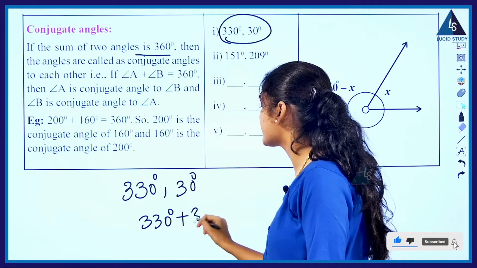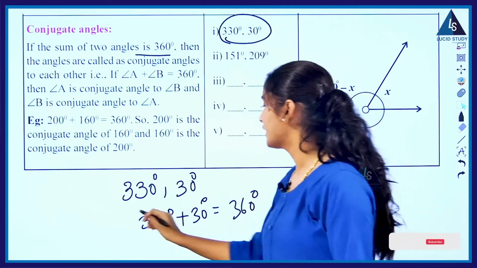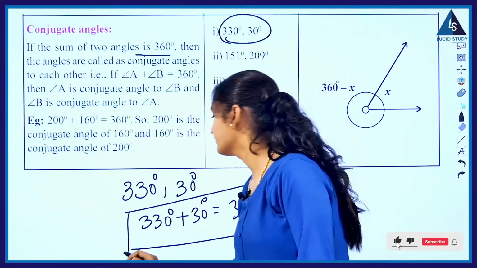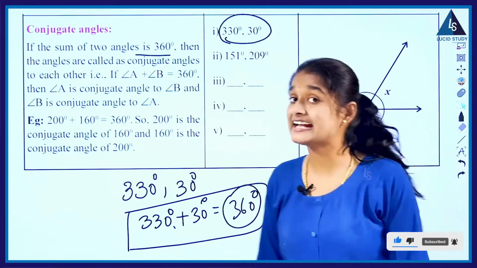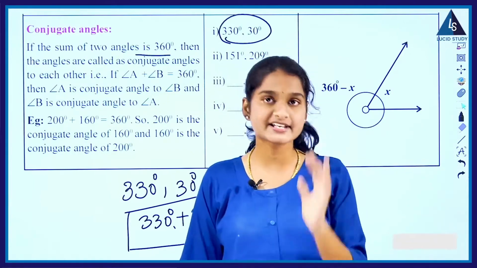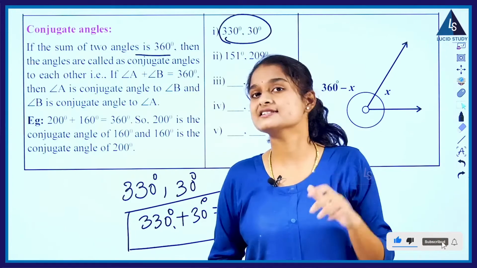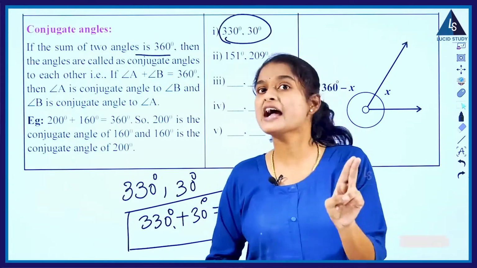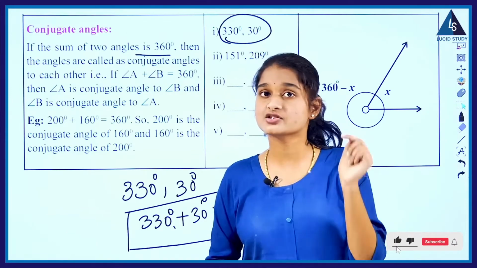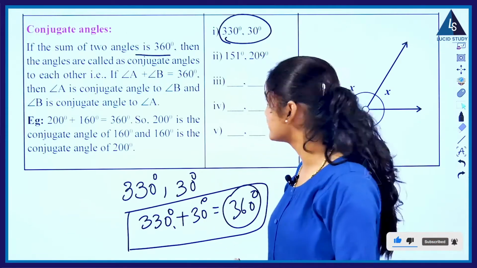330 plus 30 gives you 360. Now what did you observe here? When I added these two angles, the sum I got is 360 degrees. It is exactly 360 degrees. Hence they are called conjugate angles. So two angles whose sum is 360 is called conjugate angles.